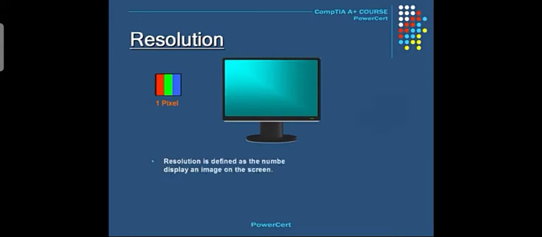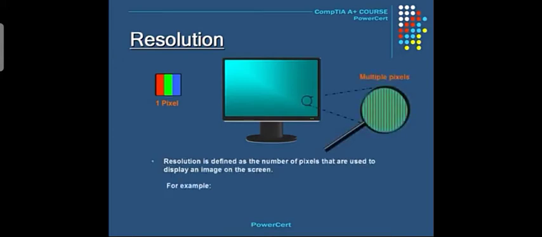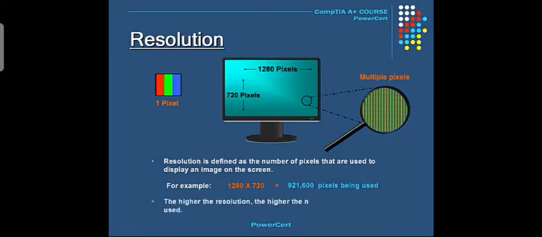Resolution is defined as the number of pixels that are used to display an image on the screen. For example, if a monitor is set to a resolution of 1280 by 720, then this means that there are 1280 horizontal pixels by 720 vertical pixels, which means that there are 921,600 total pixels that are being used. The higher the resolution, the higher the number of pixels that will be used, which means a clearer and sharper image.